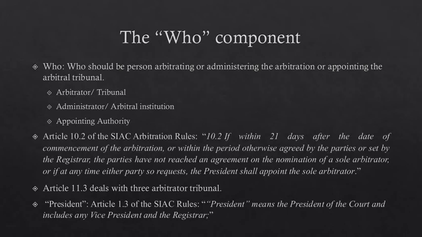With respect to the three arbitrators, the SIAC rules provides in Article 11.3, unless the parties have agreed upon another procedure for appointing the third arbitrator, or if such agreed procedure does not result in a nomination within the period agreed by the parties or set by the registrar, the president shall appoint the third arbitrator, who shall be the presiding arbitrator. Now, the term president is defined in the SIAC rules to mean the president of the court includes any vice president or the registrar. Basically, the court here is the SIAC Court of Arbitration, which is nothing but the arbitral institution.